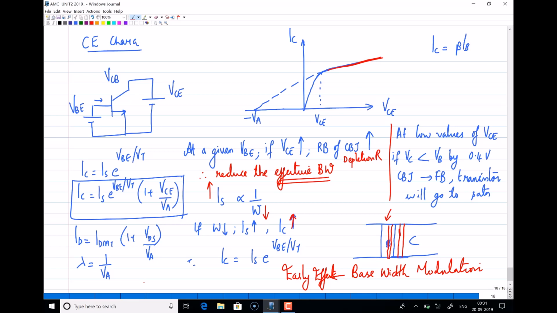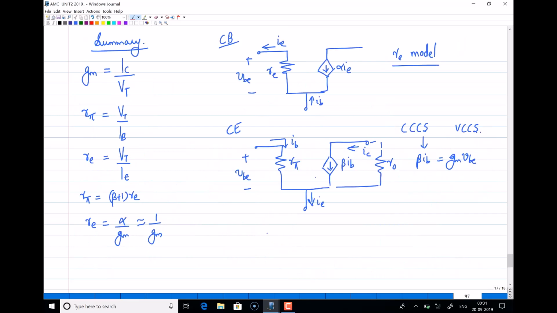So why I explained this is, in common emitter configuration, we can see this slope, the finite output resistance, and this is in fact accounted in the small signal model by considering R0. So this R0 is actually the effect of base width modulation in a common emitter configuration, right?